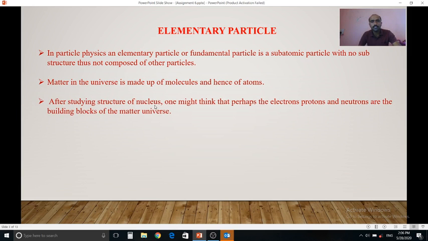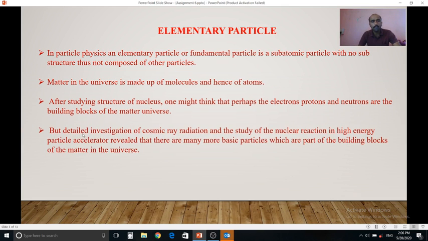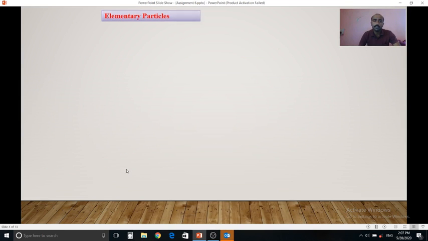After studying the structure of the nucleus, one might think that perhaps the electrons, protons and neutrons are the building blocks of the matter in the universe. But detailed investigation of cosmic rays, radiation and the study of nuclear reactions in high energy particle accelerators revealed that there are many more basic particles which are part of the building blocks of matter in the universe. These particles are called the elementary particles.